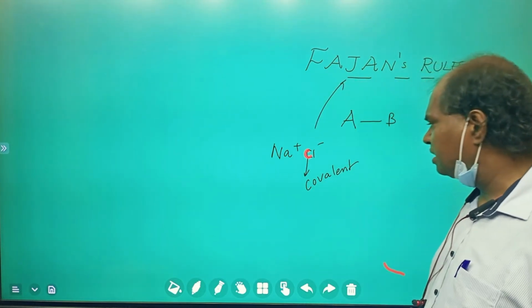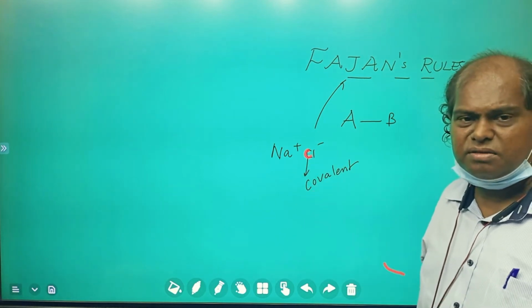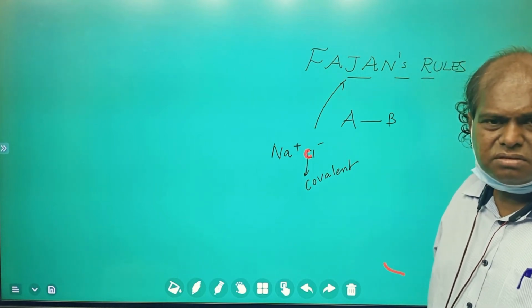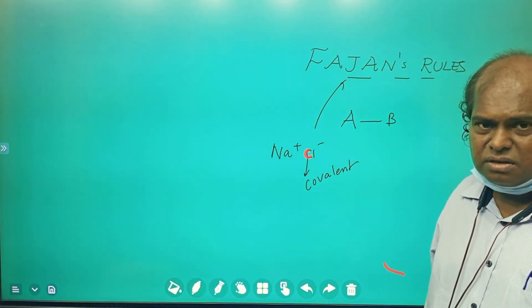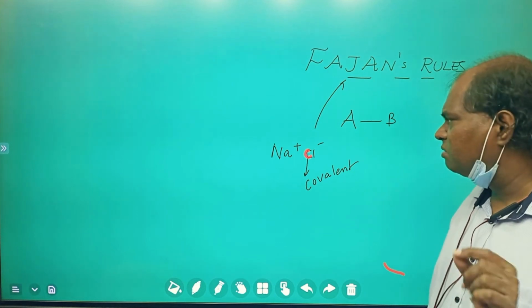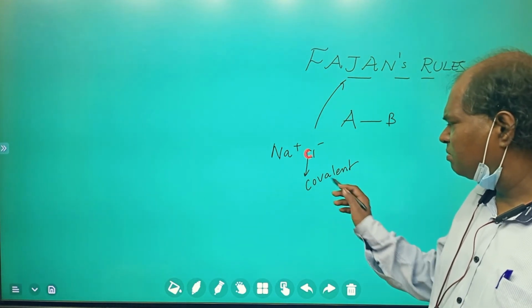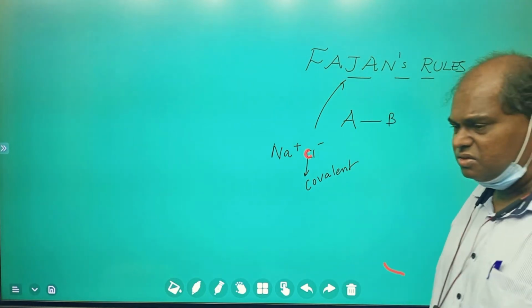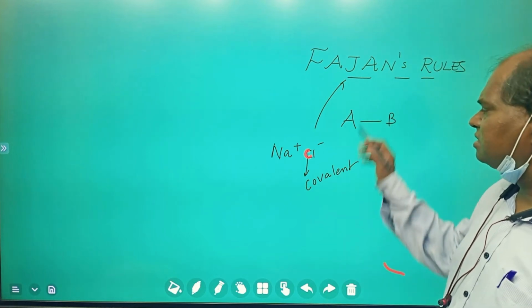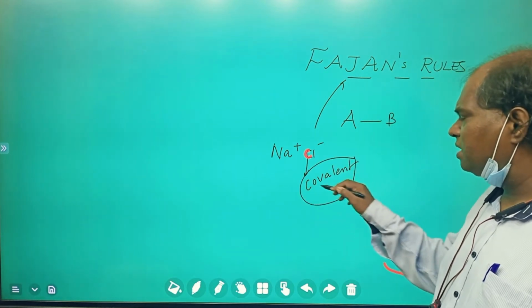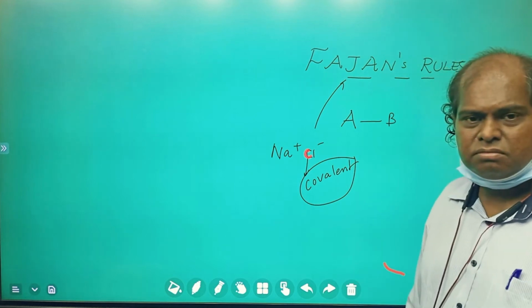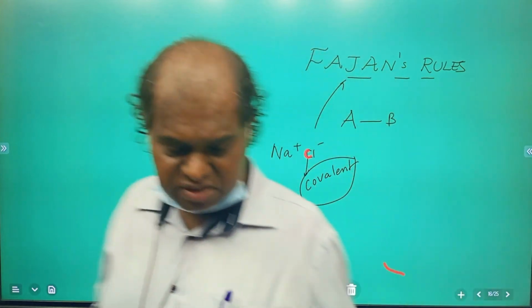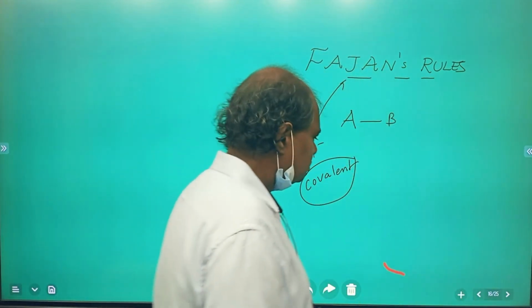So Fajan's rule will tell you how much covalent character a bond has. It looks like almost 100% ionic, but it is not perfectly ionic. There will be some sharing, some covalent behavior, and that is what Fajan's rule tells us: how much covalent behavior is there in an ionic bond. Some ionic bonds will be more covalent, some will be less covalent. We'll see all this now.